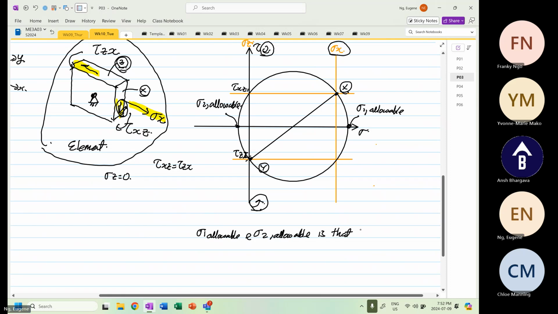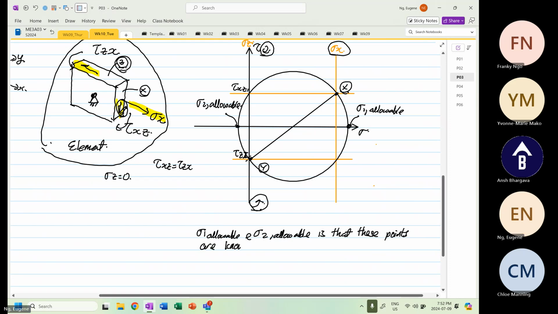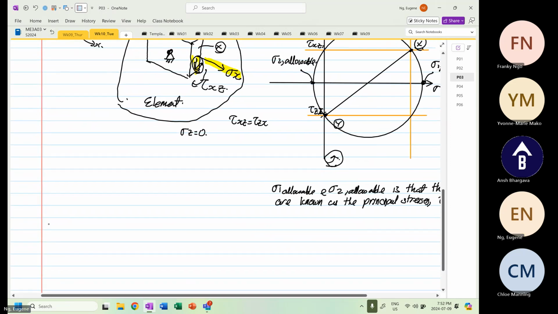What you realize regarding stress 1 allowable and stress 2 allowable is that these points are known as the principal stresses. So i.e. shear stress is equal to 0. Therefore, the factor of safety will be equal to stress yield divided by what? Stress 1 allowable.